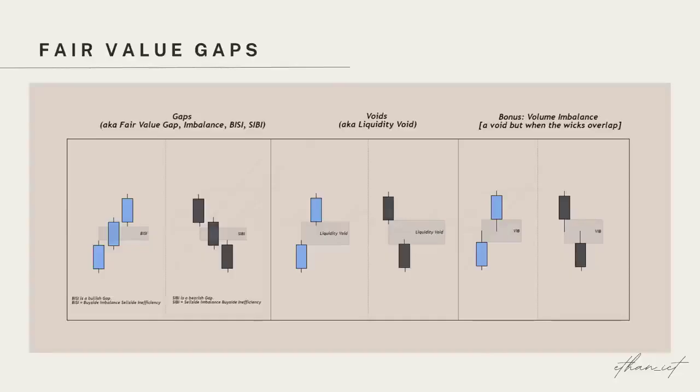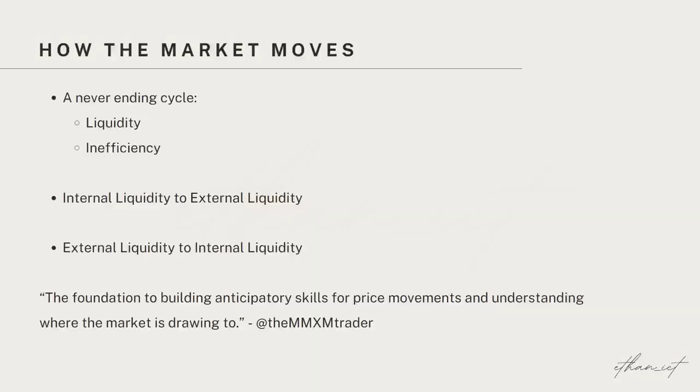Next, we have liquidity voids that are literal gaps in between candles and their wicks do not meet each other. The last inefficiency I look for is volume imbalances. These are also literal gaps between candles, but their wicks are meeting in this case. If you want a more in-depth explanation of these gaps, then I highly encourage you to watch the unicorn model entry lecture, as I cover it in more depth there.